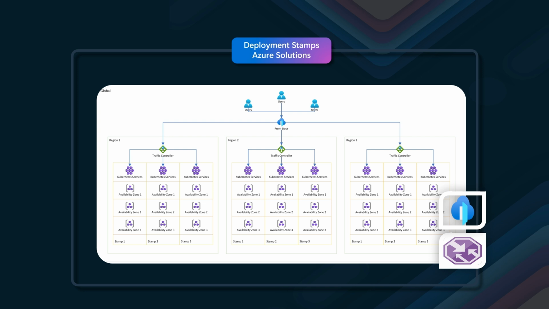In conclusion, the deployment stamps pattern is a powerful approach to building scalable, resilient, and highly available cloud applications by leveraging regional redundancy, traffic management, and Kubernetes orchestration. We can deliver a seamless and reliable experience to users across the globe.